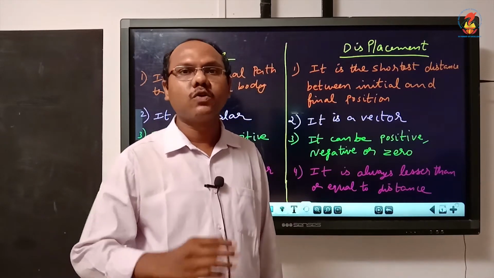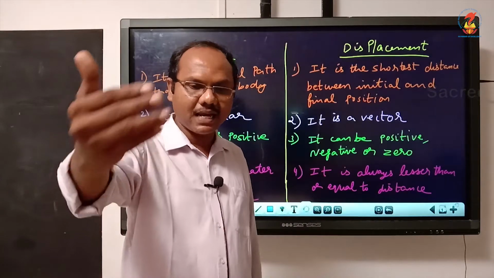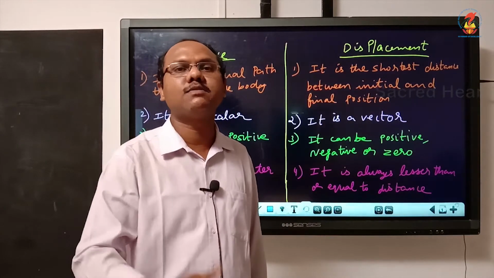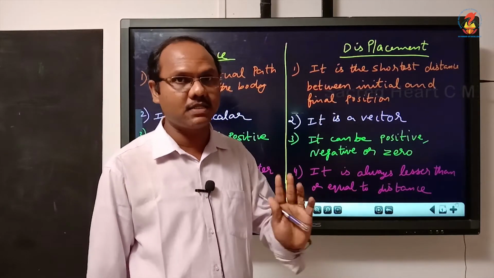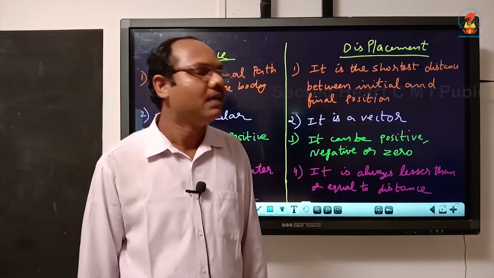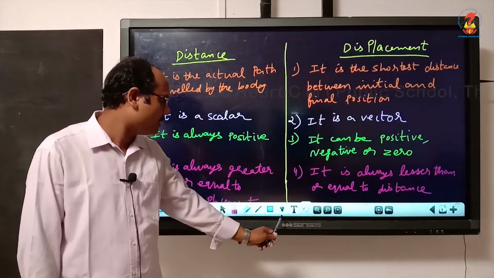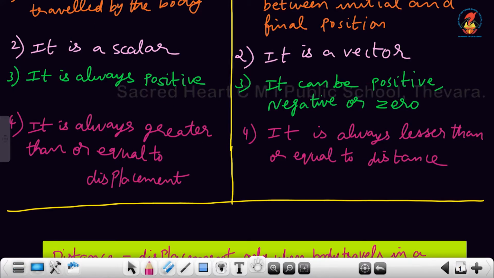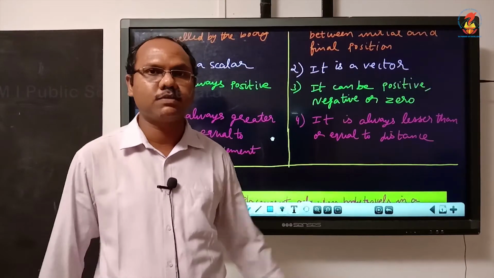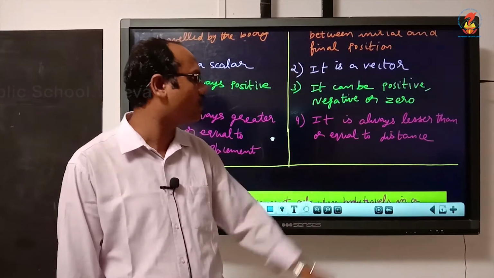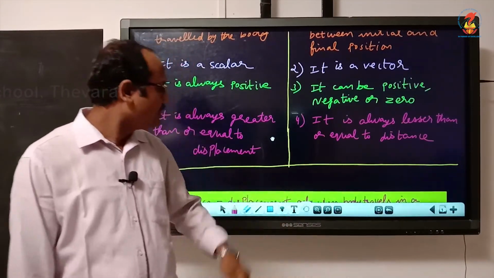So if the body starts and comes back to the starting point, the displacement can be 0, whereas distance is not 0 in that case. That is why we say it can be positive, negative or 0. And the fourth point, distance is always greater than or equal to displacement, whereas displacement is lesser than or equal to distance. Since displacement is the shortest distance, it is lesser than or equal to distance.